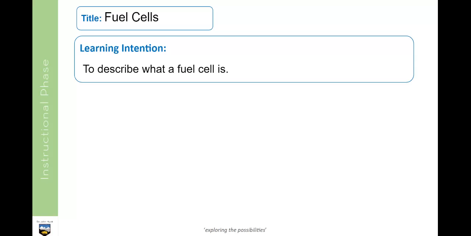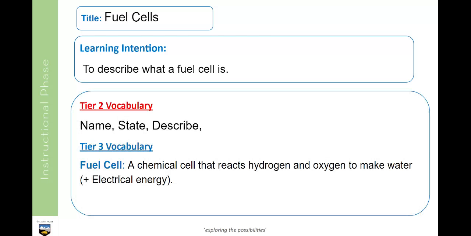Okay, so the title today is fuel cells. Last lesson we looked at chemical cells. You need to be able to describe what a fuel cell is, and the key word for today is a fuel cell. It's a type of chemical cell that reacts hydrogen and oxygen to make water and also produce electrical energy through that reaction.